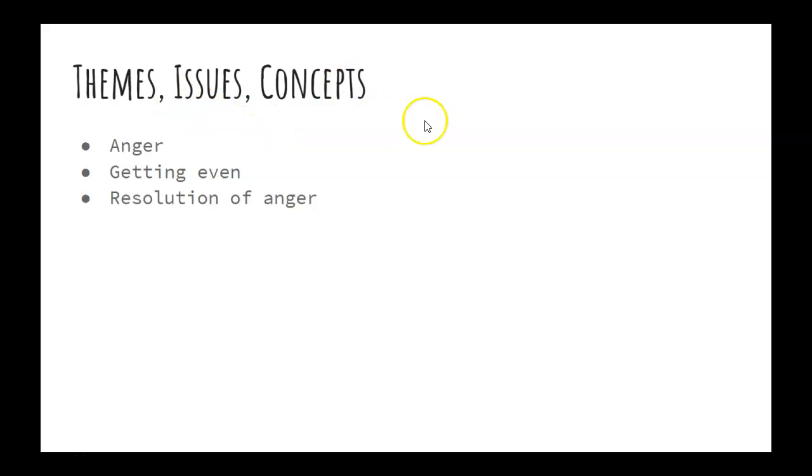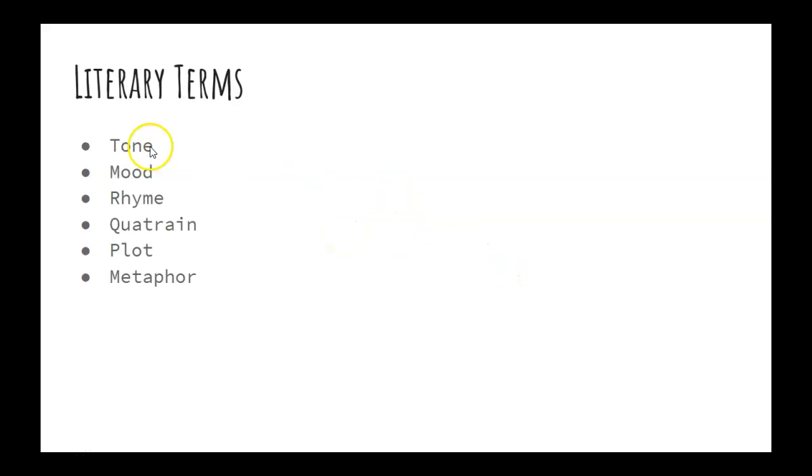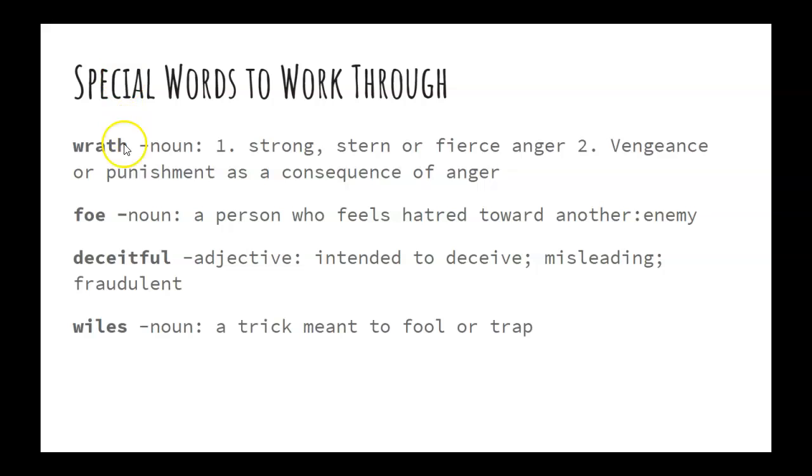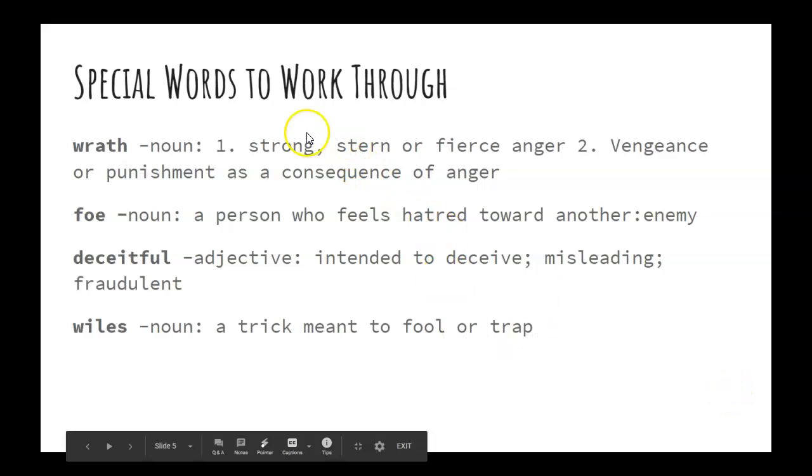So the themes and issues are anger, getting even, and the resolution of anger, and you're going to go through these again on your own. These are some of the literary terms. We're going to talk about tone and mood. On Tuesday, during our live Zoom, we're going to talk about rhyme, quatrain, plot, and metaphor. The special words to work through are wrath, foe, deceitful, and wiles, and we'll talk about those in more detail. I actually wrote the definitions down there for you to help you as you're reading the poem.